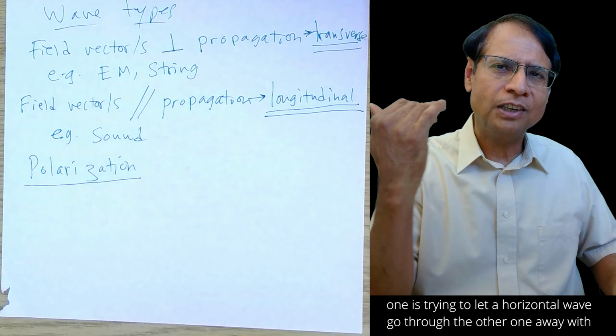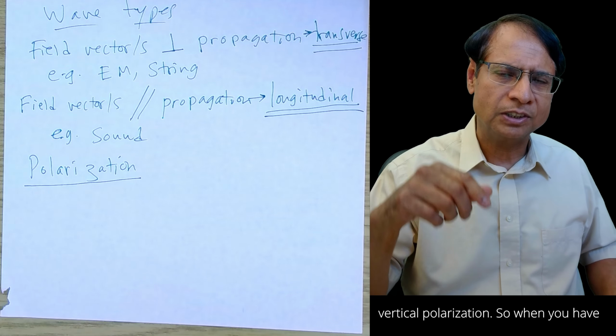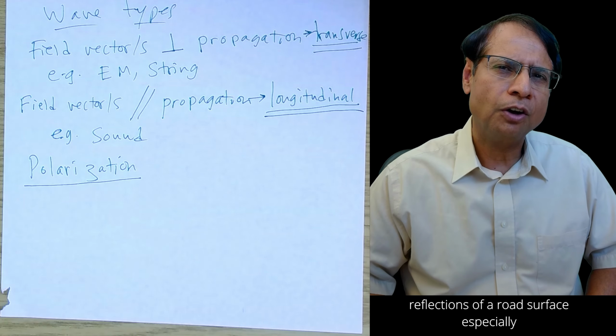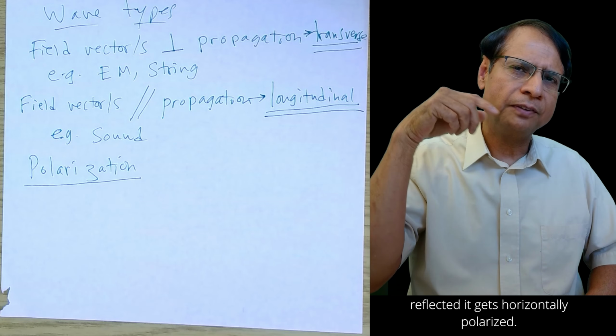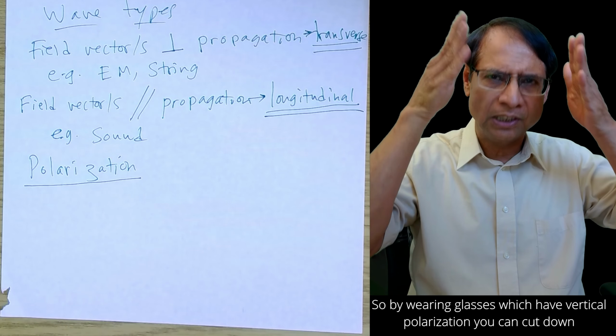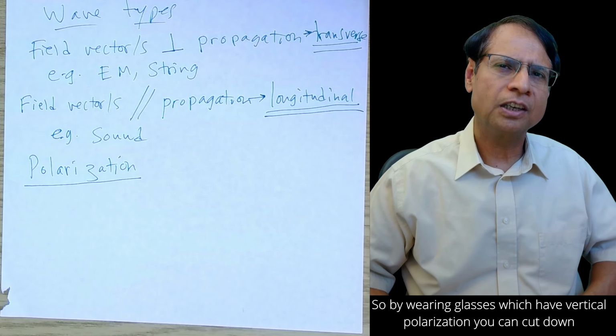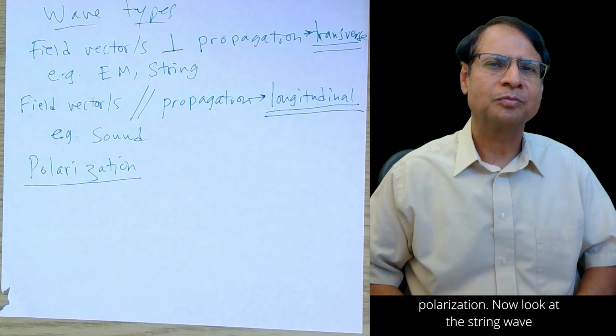So one is trying to let a horizontal wave go through, the other one a wave with vertical polarization. When you have reflections off a road surface, especially a wet road surface, the light that gets reflected gets horizontally polarized. So by wearing glasses which have vertical polarization, you can cut down the glare. So that's an application of polarization.